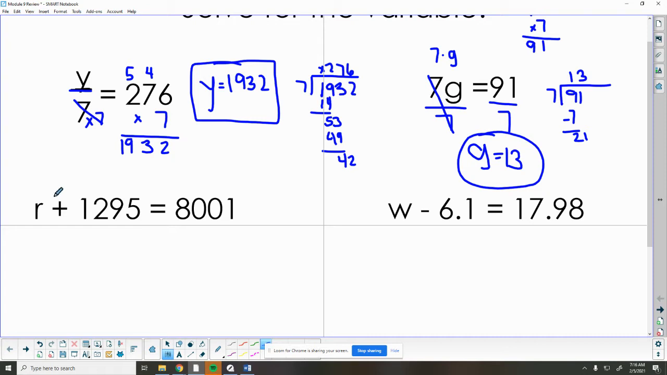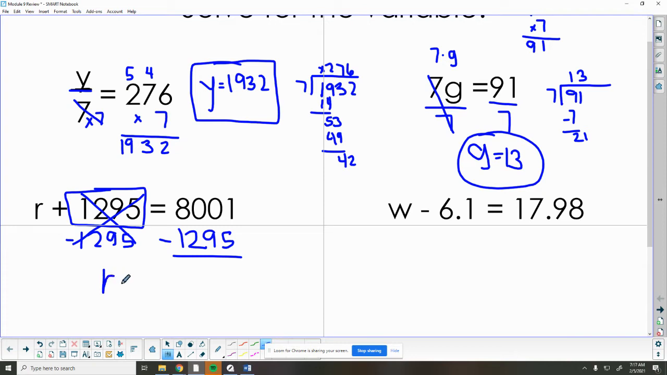Here we have r plus 1,295 equals 8,001. So I need to do the opposite of a positive 1,295 and get rid of that on this side. So I'm going to take them away. That means I'll take the same thing away on this side to keep it balanced. So these ones cancel out.